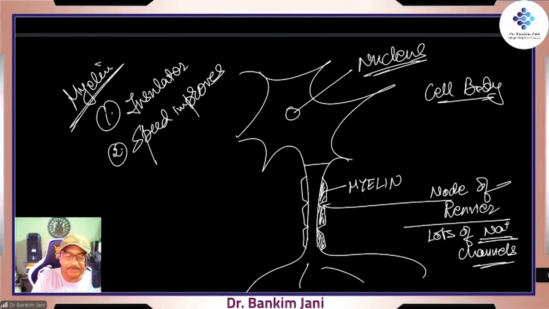And later on, we'll see some of the clinical aspects when the myelin sheath is affected. So what would really happen to such patients? So it improves the speed. Speed means it is the speed of conduction, right? Speed of conduction.